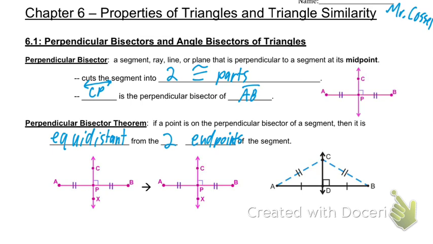So, meaning, guys, that these are going to be the same length. Now, we could also do the same thing from A to X.